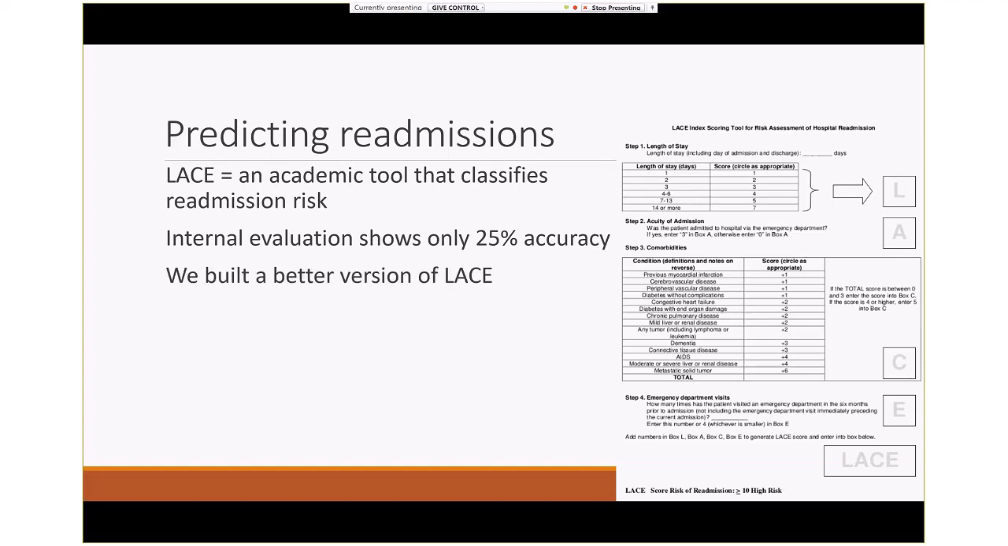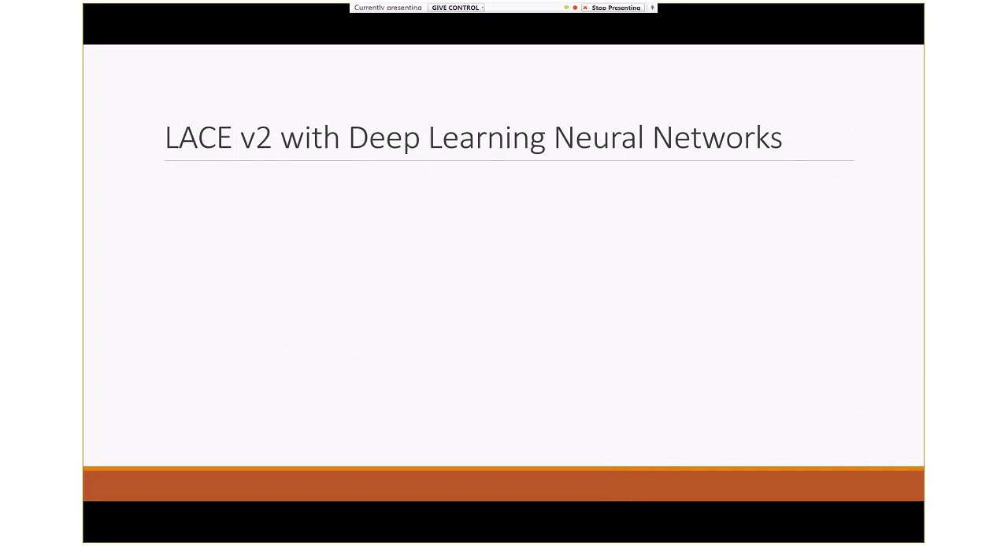So we decided to simply build a better version of LACE, one which is more accurate and also saves clinicians time by being more compatible with the existing frontline workflow. I'll give more detail on what I mean by that in the subsequent slide. First, I'll talk about how we achieve better accuracy.